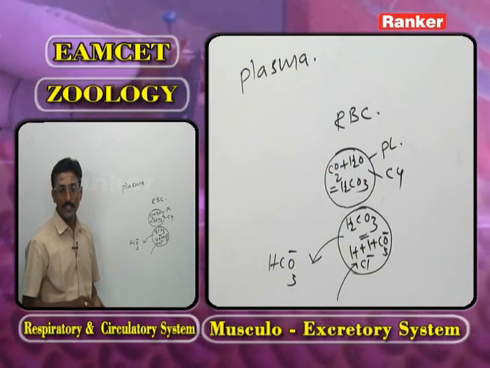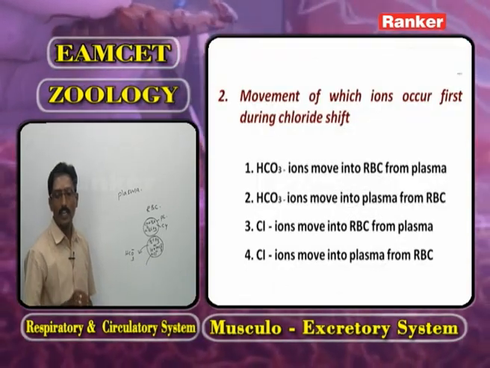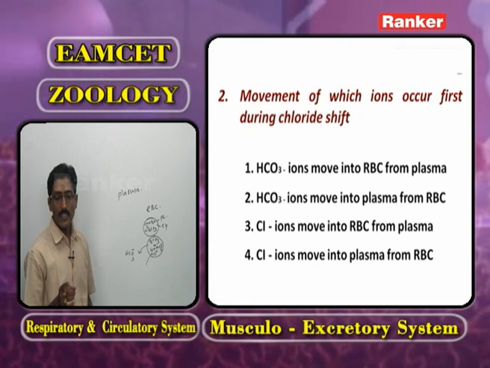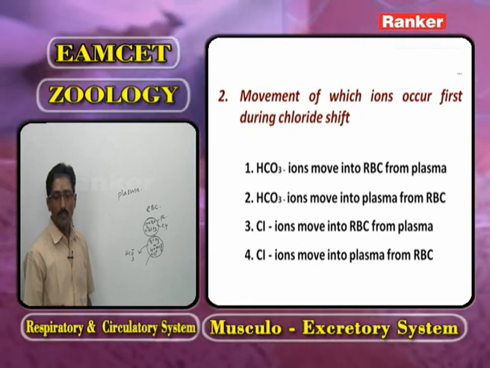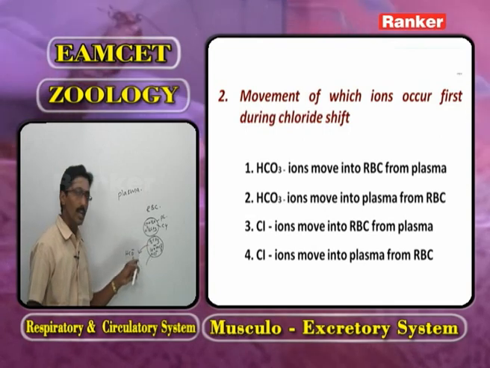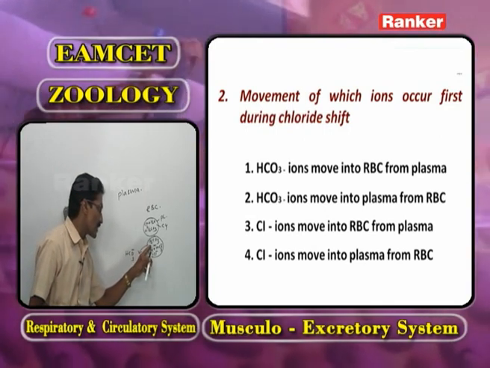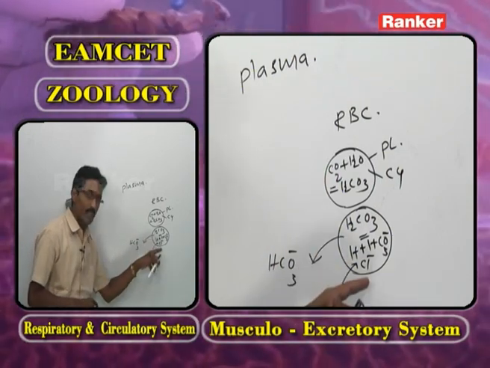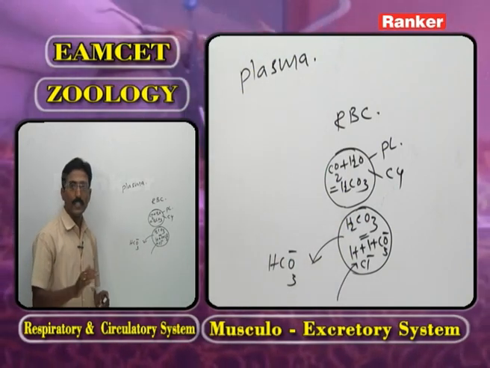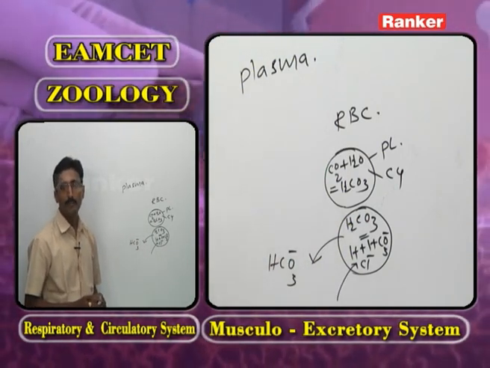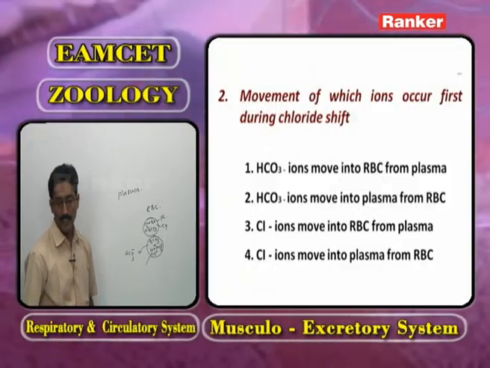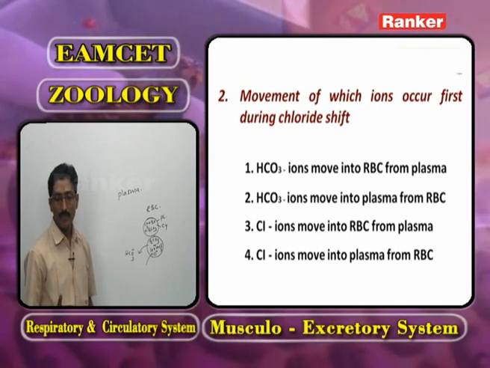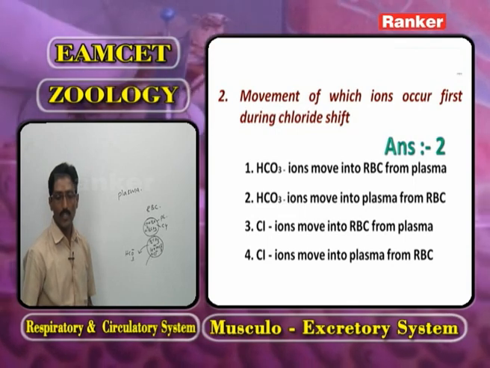Now, we observe the question. Movement of which ions occurs first during the chloride shift? HCO3 minus ions move into plasma from RBC. First of all, HCO3 minus enters into plasma. Then from plasma, Cl minus enters into RBC. That is called chloride shift, explained by Hamburger. So, here the answer is HCO3 minus ions move into the plasma from RBC. Now, we go for the next question.